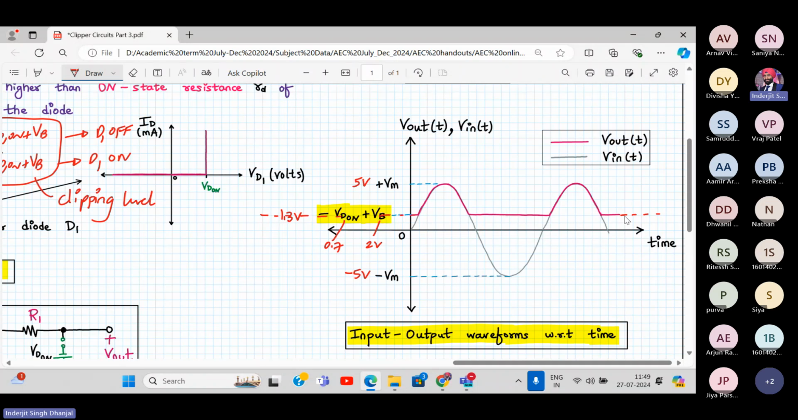Above this clipping level, my diode D1 is off, and below this clipping level, my diode D1 is on. When the diode is on, the output is equal to that clipping level, which is plus 1.3 volt. And if Vin is greater than plus 1.3 volt, my diode is off and output will follow the input. Got it?